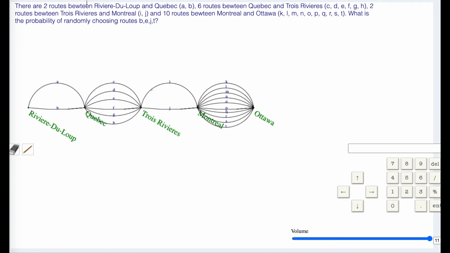Yay! There are 2 routes between Rivière-du-Loup and Quebec, A and B. 6 routes between Quebec and Trois-Rivières, C, D, E, F, G, H.